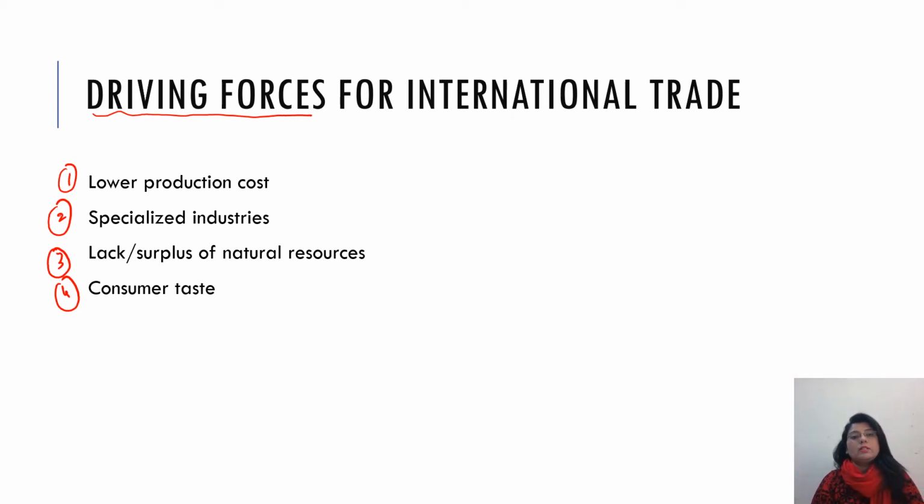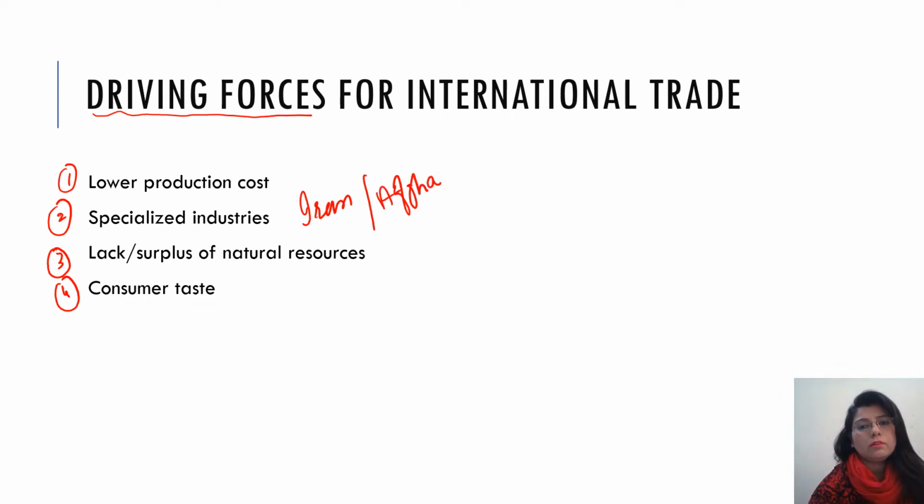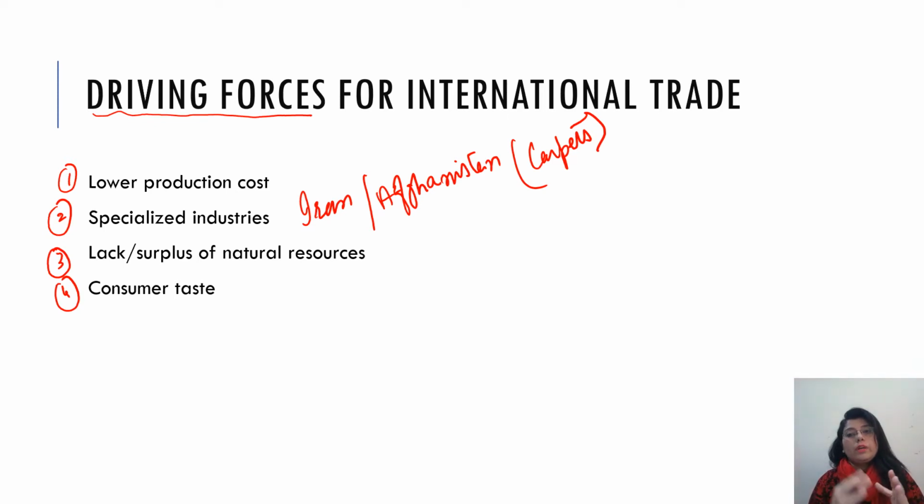Specialized industries. Every country cannot be specialized in every field of life. So this specialization triggers the country to do trade with the rest of the world. We take the example of Iran, Afghanistan. Iranian carpets are very famous in the countries. They are very specialized in producing carpets. So other countries prefer to buy carpets from Iran or Afghanistan rather than produce them in their own country.